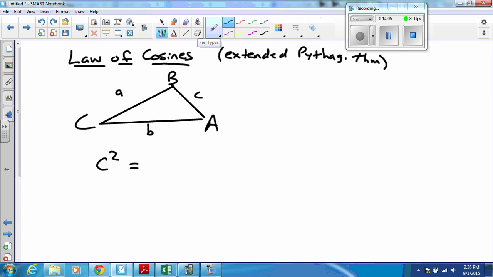the square of side C is equal to A squared plus B squared minus 2 times the product of AB cosine of the included angle C. A squared plus B squared minus 2AB cosine of the angle between. Now, the proof for this actually appeals to the Pythagorean theorem twice.